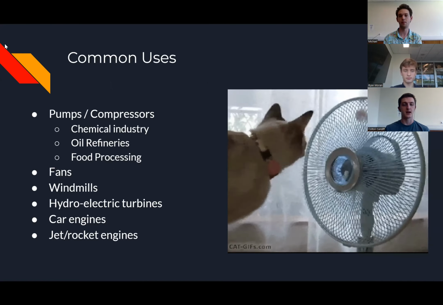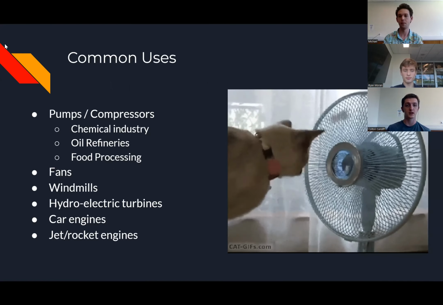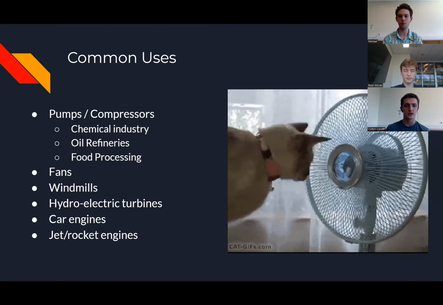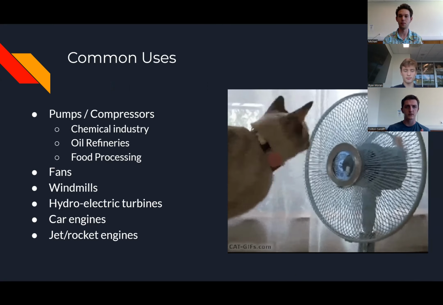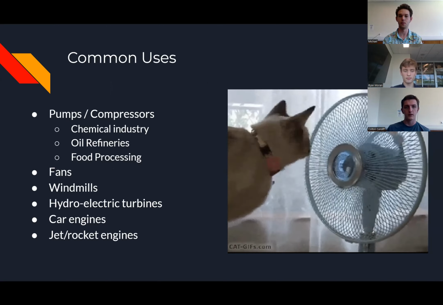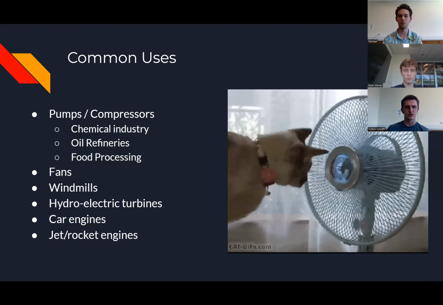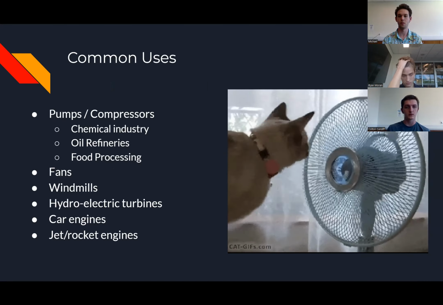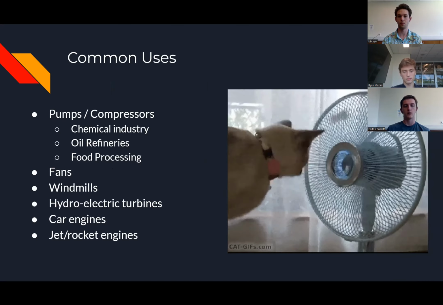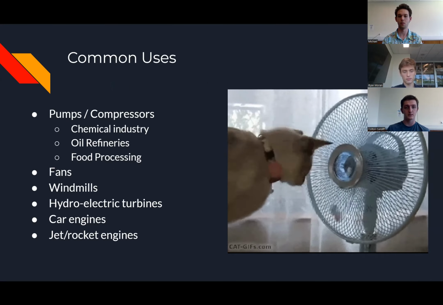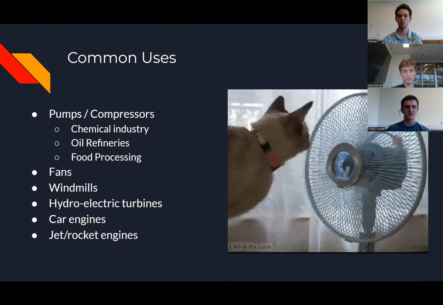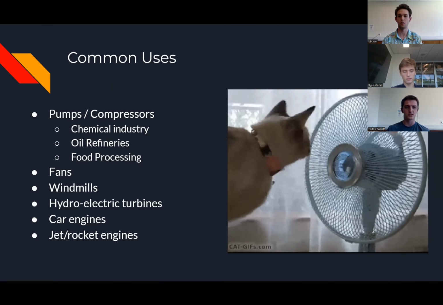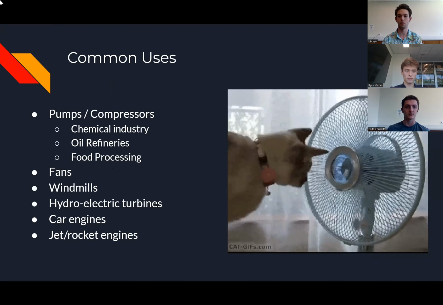There are many common uses and applications of turbo machines. Pumps and compressors are found everywhere in the chemical industry, oil refineries, food processing, paper mills, and more. Fans, both industrial and residential fans, are a type of turbo machine. Windmills are commonly used as a turbo machine. Also, hydroelectric turbines and dams, and car engines, jet engines, rocket engines, any type of vehicle can use turbo machines.